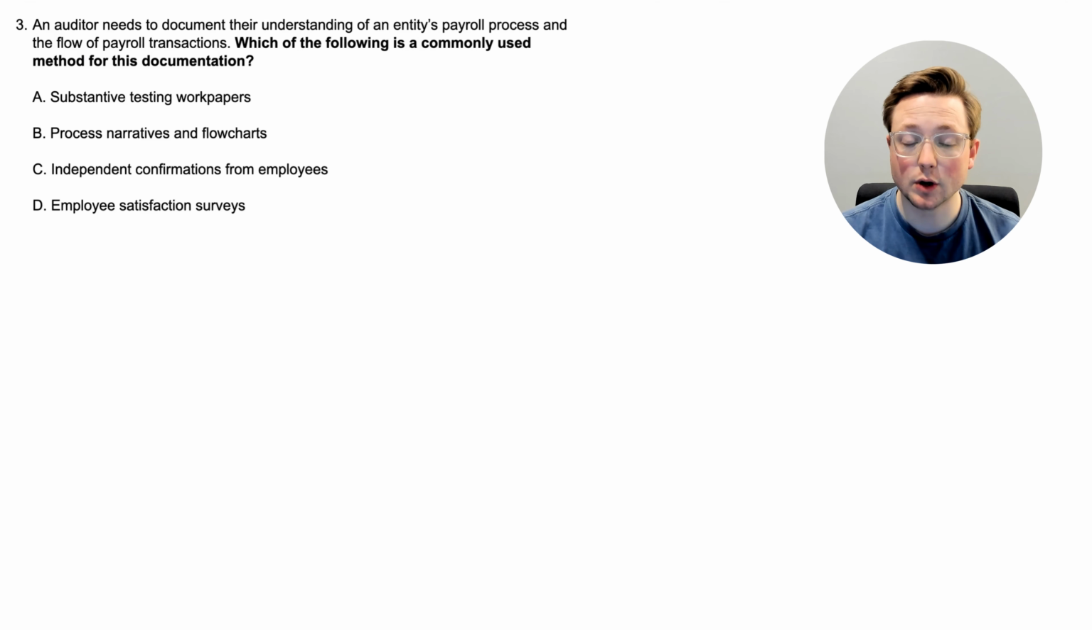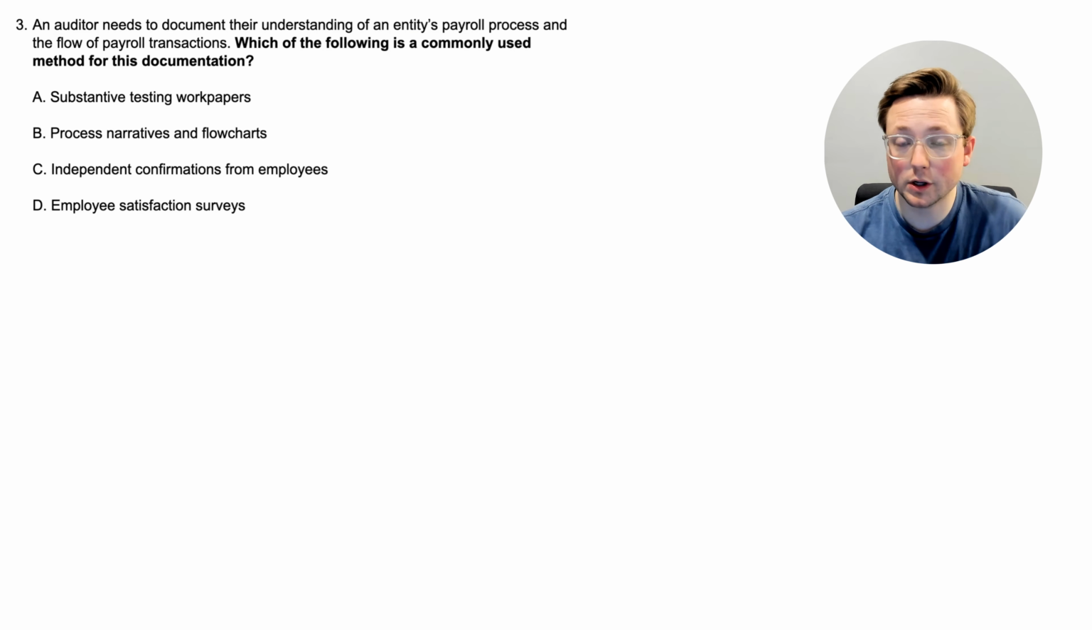An auditor needs to document their understanding of an entity's payroll process and the flow of payroll transactions. So again, which of the following is a commonly used method for this documentation? Let's walk through the options. Option A, substantive testing work papers. Option B, process narratives and flowcharts. Option C, independent confirmations from employees. Or option D, employee satisfaction surveys.